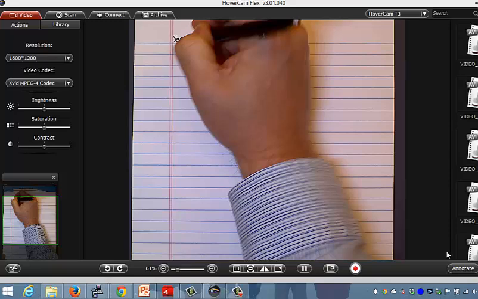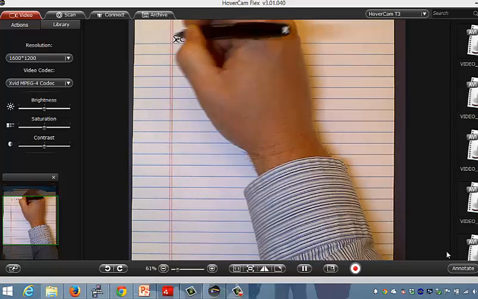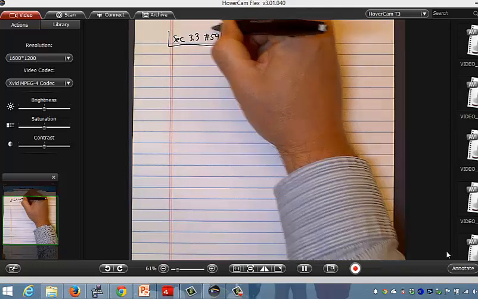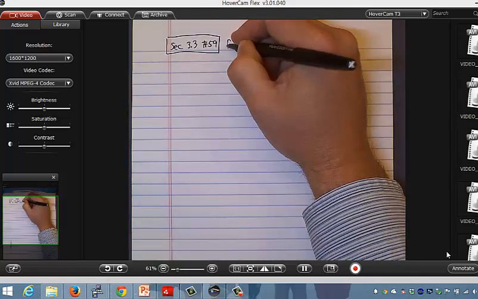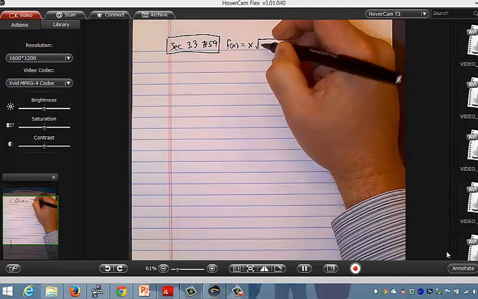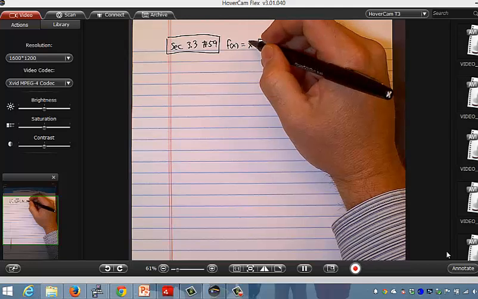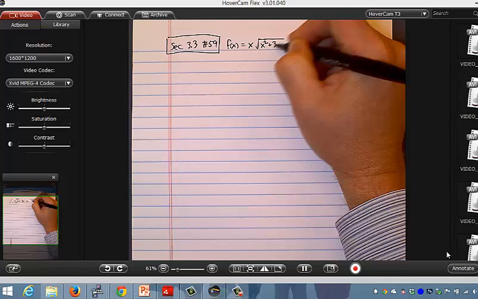This is section 3.3, number 59. So they give me a function and they just want me to find the derivative. So here I go. F of x is x times the square root of x squared plus 3x. Okay?